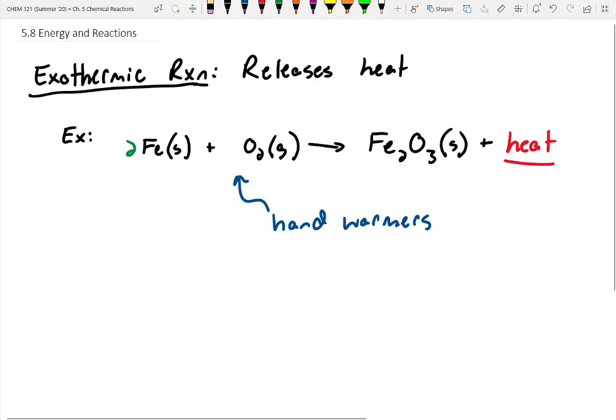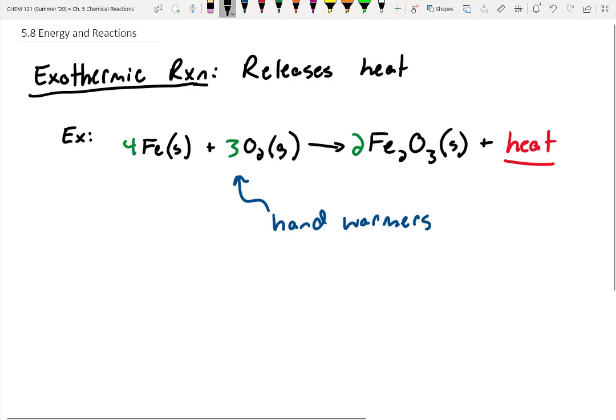But now let's check oxygen. Over here, I've got 3. Over here, I've got 2. The only way to fix this is to put a 3 over here and a 2 over here. But when we do that, we've balanced the oxygens, but now our irons aren't balanced. We've got 4 irons over here, so I go over here and put 4 over here.